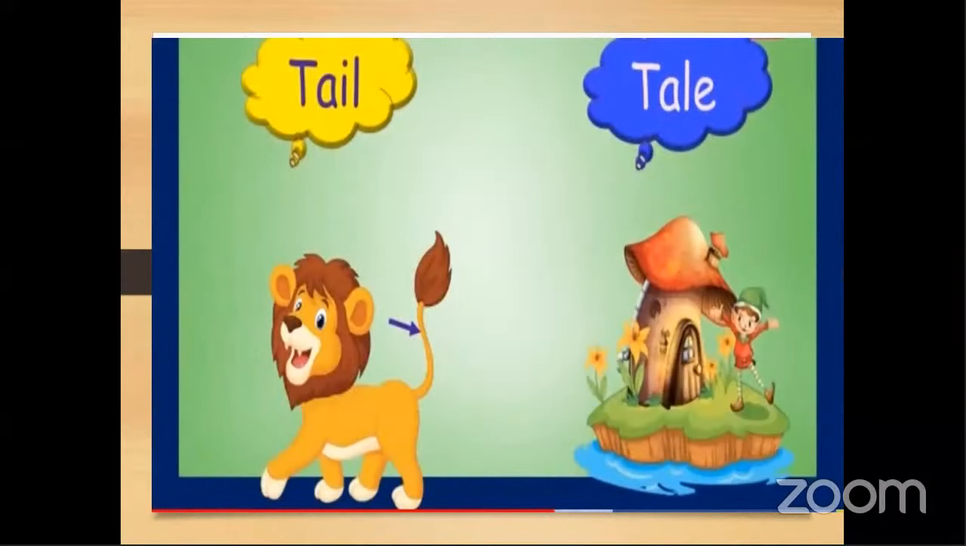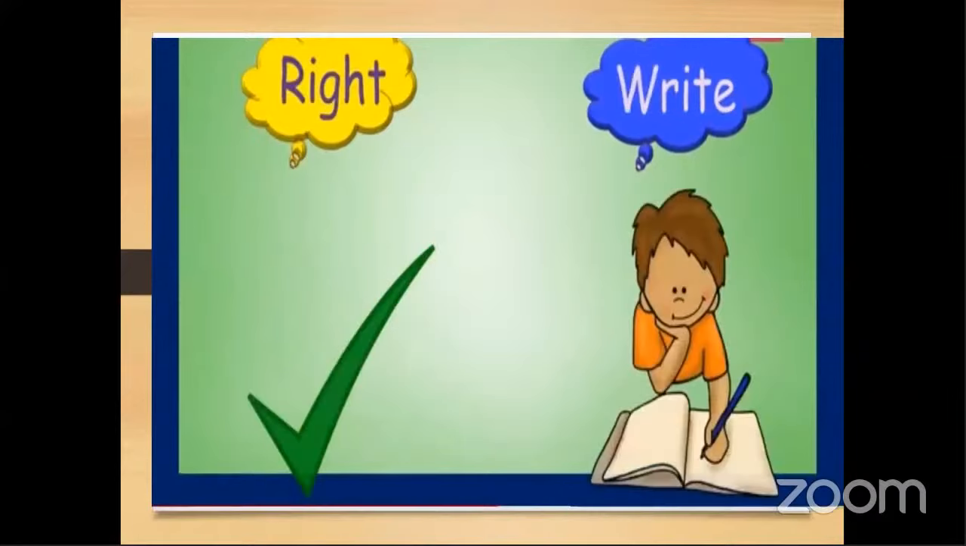W-H-O-L-E. Next, this is the tail of the lion. Tail. So the spelling is T-A-I-L. Now the right side spelling, who can tell me? T-A-L-E, tale. Okay, can you make a sentence with that word? I love fairy tales. I love to read fairy tales, or I love to hear fairy tales. And what about the left side? The lion's tail is very big. Very good. You are clever children.